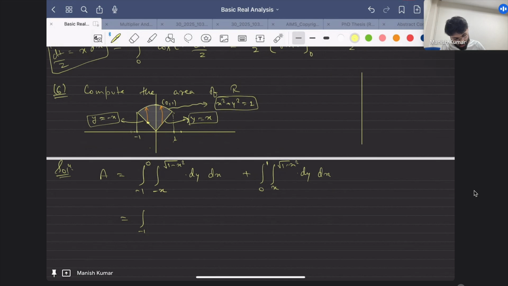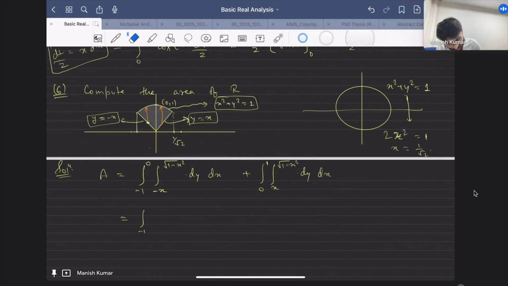Okay, let me see. I think you are right. So this is, let's say, a circle. So this is x square plus y square equals 1, and then if I put y equals x here, I'll get x square equals 1. I mean, sorry, 2x square. So x would be 1 by root 2. Yeah, you are right. So this would be 1 by root 2, and this would be minus 1 by root 2.